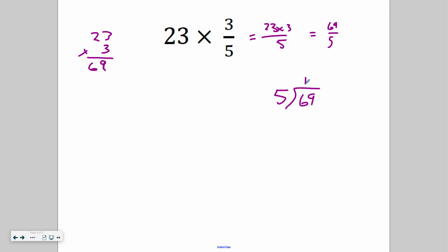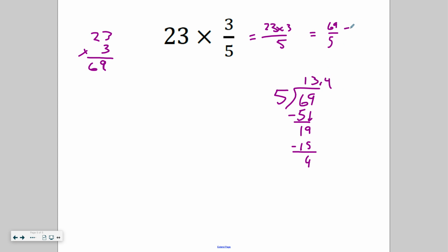5 goes into 6 one time. One group of 5 is 5. 6 minus 5 is 1. Bring down the 9. So I have 19 now. 5 goes into 19 3 times. 5 times 3 is 15. 19 minus 15 is 4. So I have 13 remainder 4.